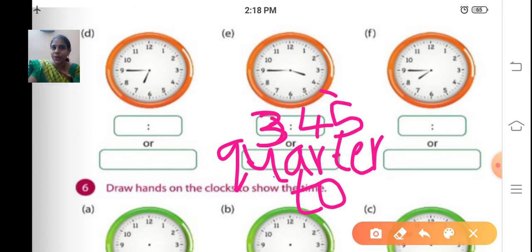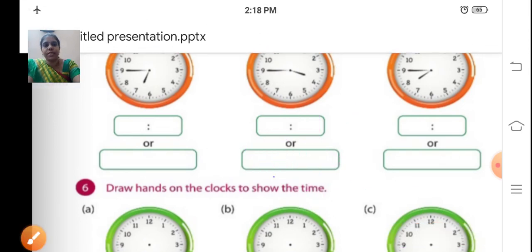So quarter to 4. Don't write 3. That is wrong. It has crossed 3, but it didn't reach 4. But how to say in other words? Quarter to 4. 15 minutes is there to reach 4. So the time is 3:45. It's going to be 4. Quarter to 4. Next one.